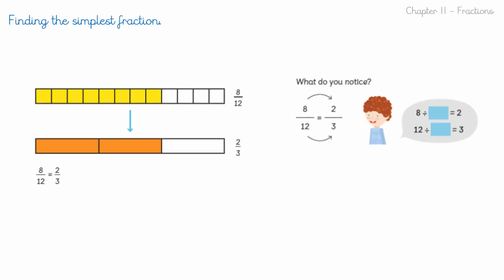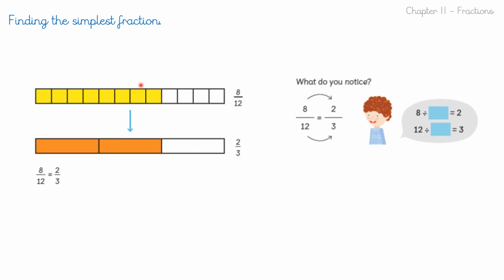There is another way of finding the simplest fraction. It says here that 8/12 is equivalent to 2/3. Is this right? Let's have a look. We got 2 fraction bars here showing us 8/12 is equivalent to 2/3. If we look at the fraction bars, we can see that they have the same value. So these fractions are the same size.